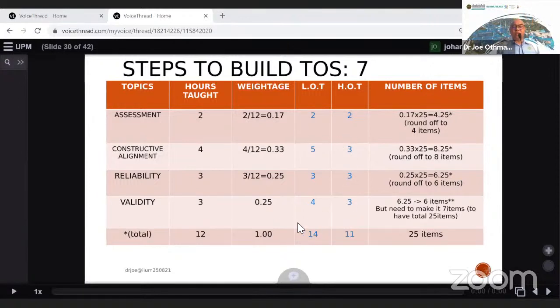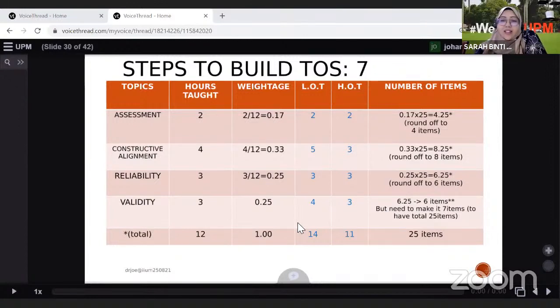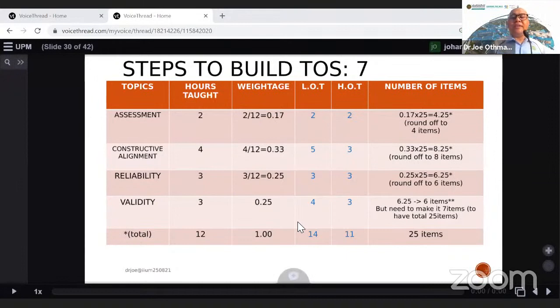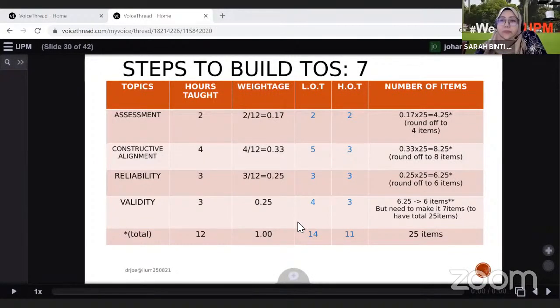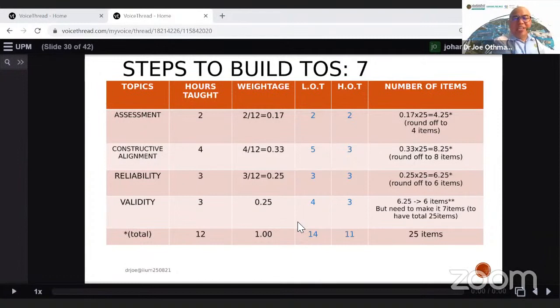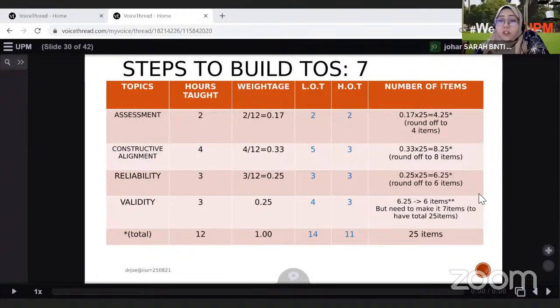Okay, Dr. Sarah, you have something to ask? Yeah, there's a question. I refer to PPT 29 just now. How do we determine the number of hours for constructive alignment, reliability and validity as 4, 3, 3? Is it up to us, or is it based on the course outline? Course outline, right? Because what was taught actually? The teacher in the class or online knows how many hours they teach for certain courses or certain topics. So they decide, not me. This one is just an example. So for each of our courses.